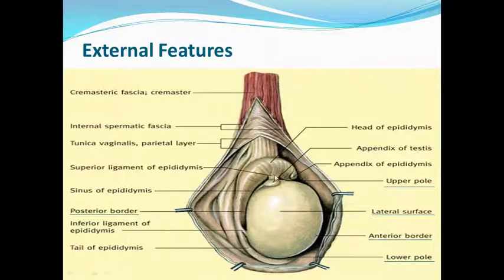So there is a small oval body at the upper pole of the testis, at the junction where the spermatic cord joins, or where the epididymis is also joined through the superior ligament of epididymis. This oval body is called the appendix of the testis.